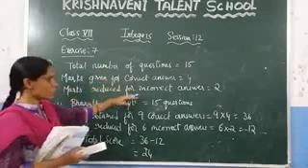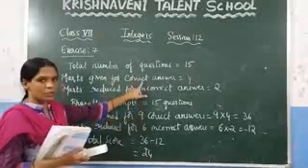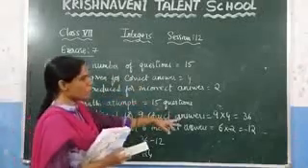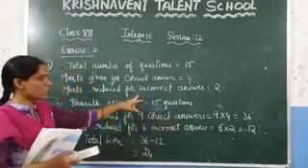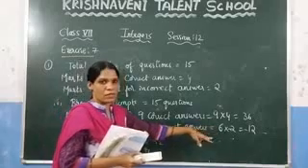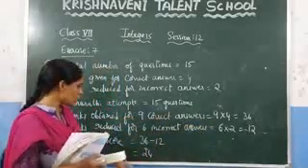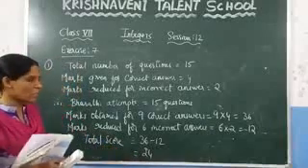The total number of questions is 15. Bharati attempts 9 correct answers. For each correct answer, they give 4 marks. So the total marks will be 36. For each incorrect answer, they are reducing minus 2 marks. So how many marks will be reduced? Minus 12. If you want to calculate the total score, you need to subtract those two values so that you get the total score as 24.